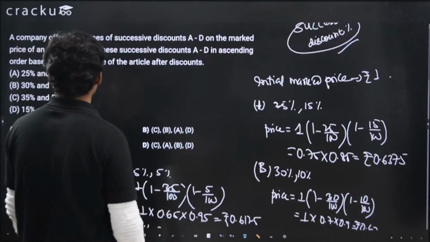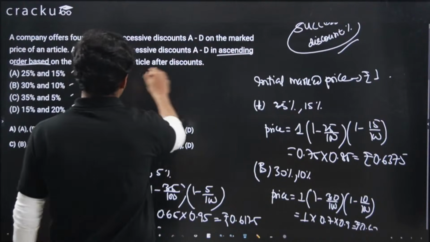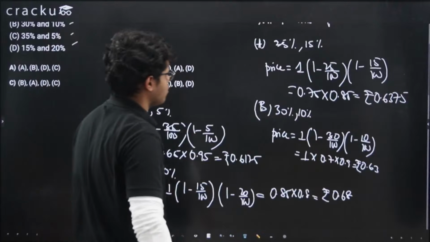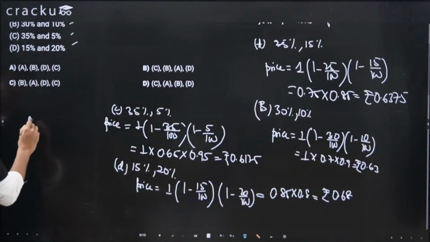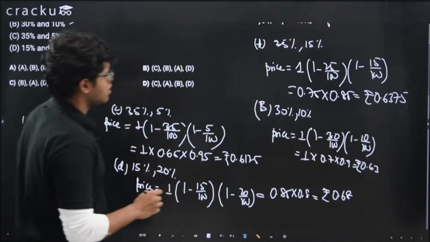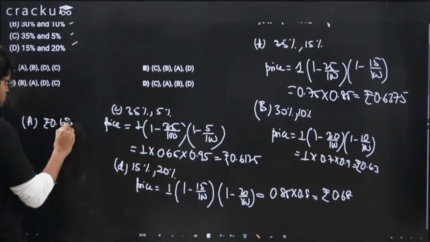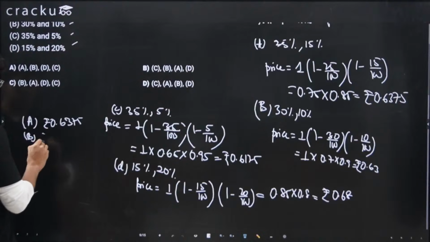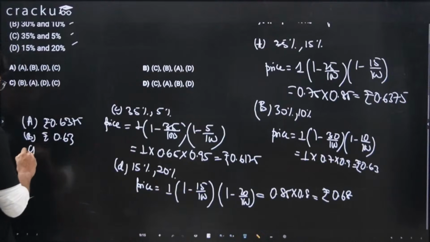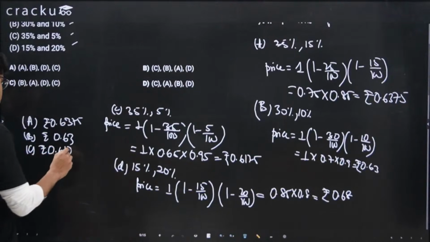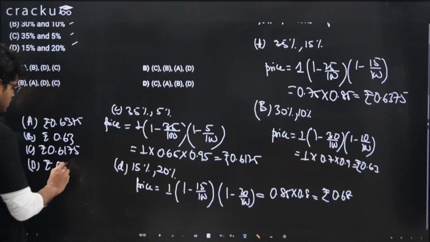Now what we have to do is arrange in ascending order based on the final prices. For option A, the price is rupees 0.6375. For option B, it is rupees 0.63. Option C, it is rupees 0.6175. Option D, it is rupees 0.68.